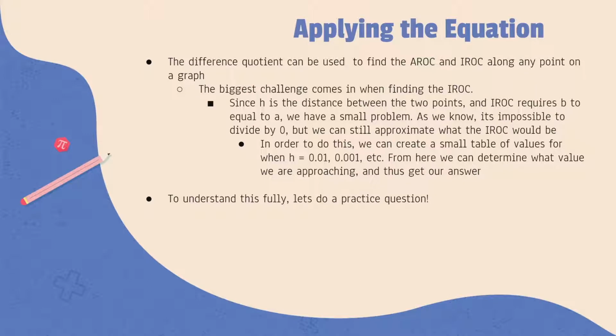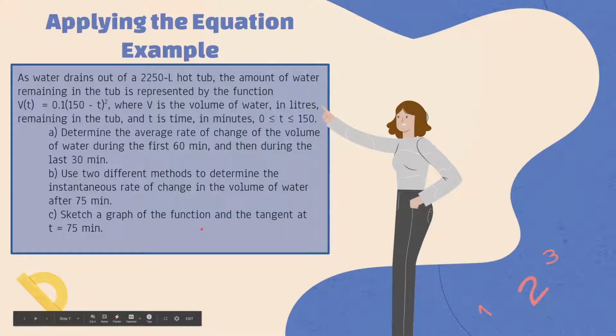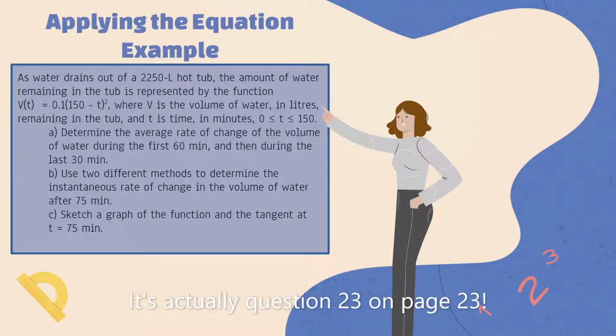Again, the biggest challenge would be finding IROC in that scenario, since we can't divide by 0, but we could still combat that by using a really small value of h. For example, here I wrote 0.01 or 0.001. However, you could keep going down that path until you realize what your values are approaching. This idea of approaching something will actually be discussed in the next chapter, so I'm hoping you're on the lookout for that. So in order to understand this fully, I still would like us to do a practice question, which I am showing you here. This question is actually, I think, question 22 from your textbook. So if you want to find the written version, you can always do that.